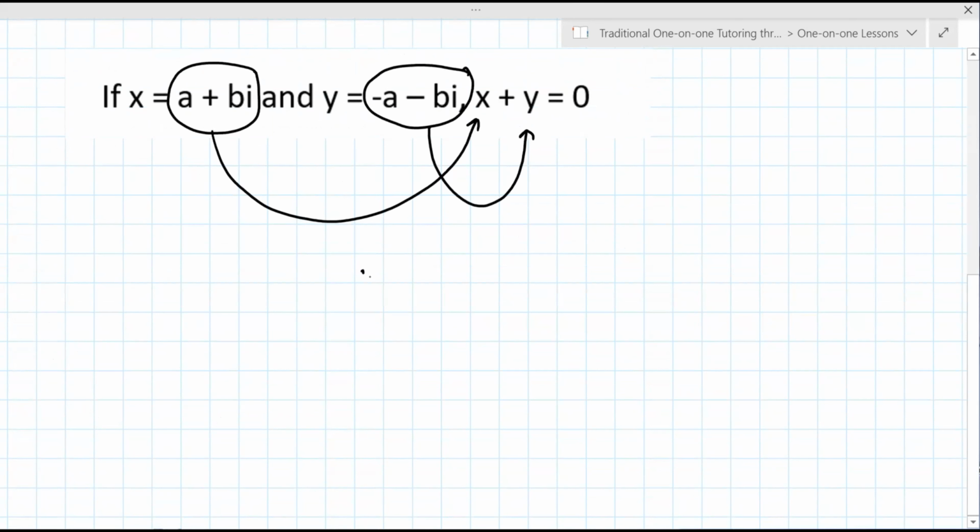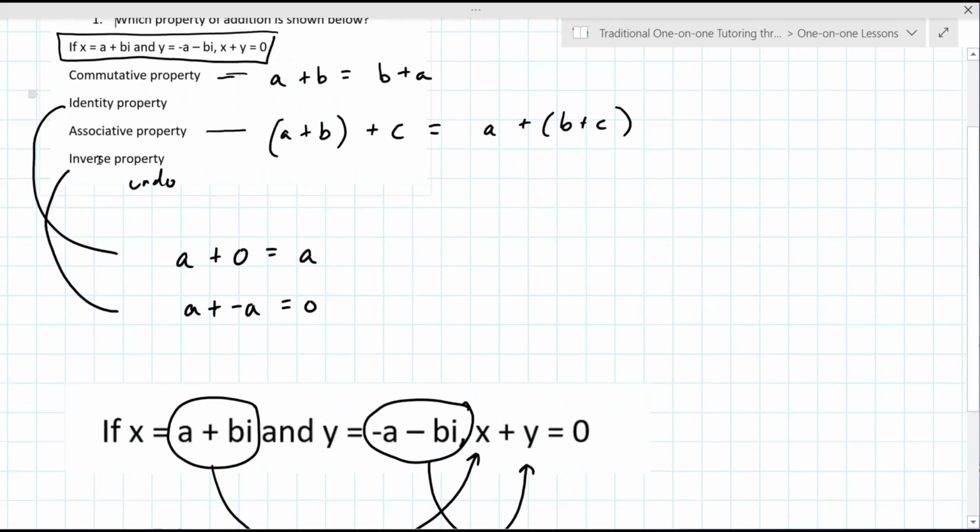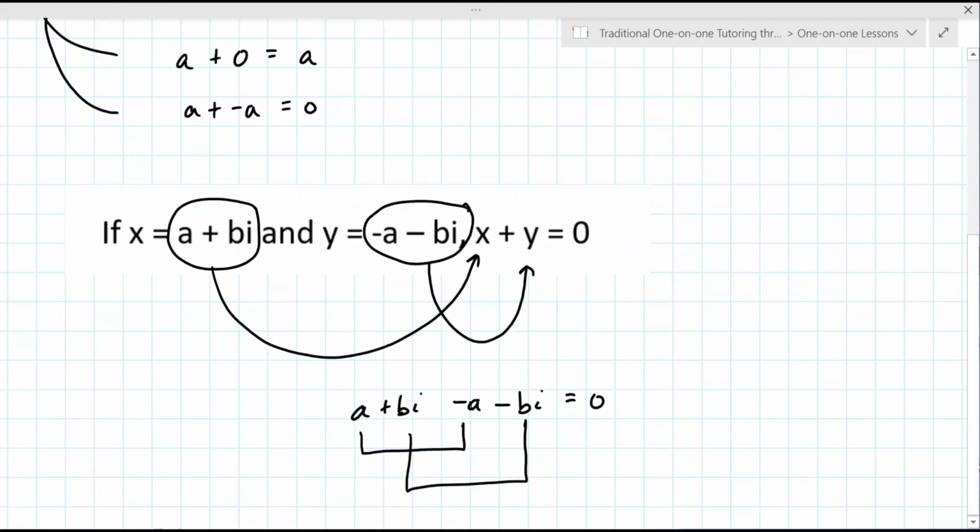So that's A plus BI. And then instead of Y, you write minus A minus BI. Do you see how these cancel? So when they cancel, that's like the inverse property. See how the inverse property undoes? A is undone with minus A, BI is undone with minus BI. Yeah, I see that. It's inverse.